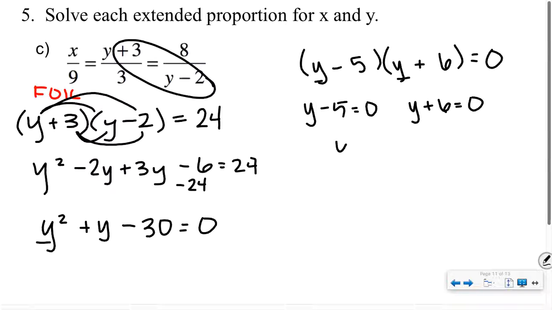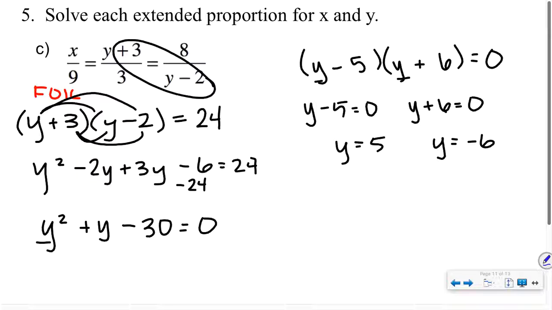Add 5 over, y equals 5. Subtract 6 over, and y equals negative 6. So I have 2 different y answers, which means we're going to get 2 different x answers. We have to plug both y's back in to figure out which 2 x answers we're going to get.